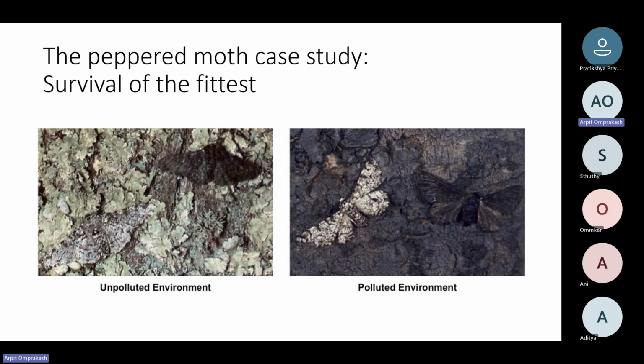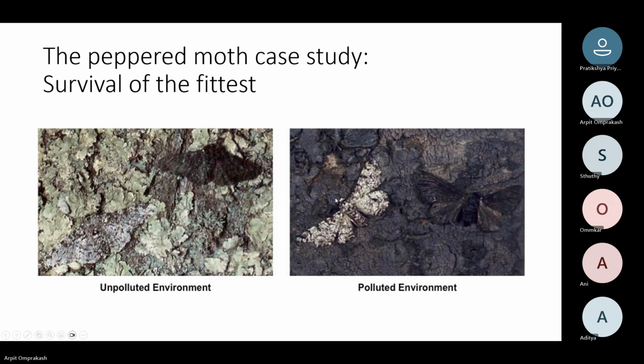Right. So the next thing is survival of the fittest. So basically, in an unpolluted environment where we have lichens growing on trees, the tree barks are white, and that's why it's very difficult to see the white peppered moths, but it's very easy to see the black peppered moths. Whereas in a polluted environment where the tree bark is coated with soot or carbon, it gets much easier to see the white peppered moths instead of the black ones.